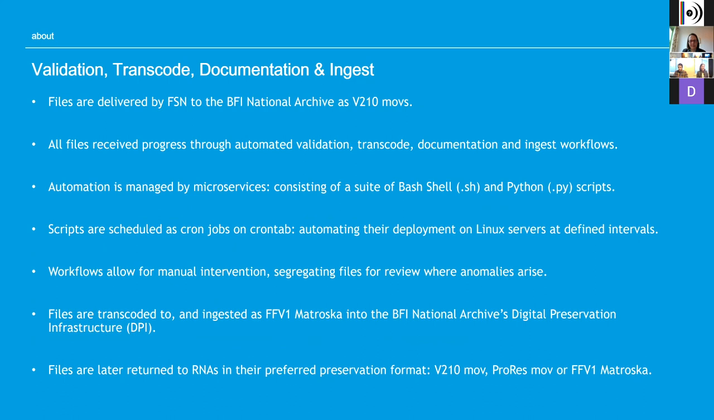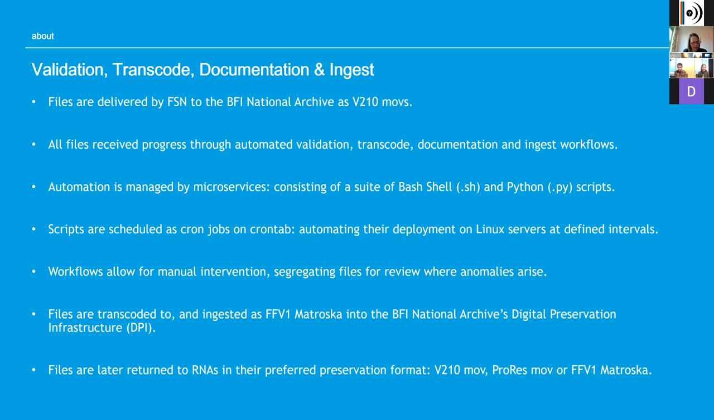Following capture from videotape, the FSN delivers the digital files to the BFI National Archive as V210 MOVs. These files then progress through validation, transcode, documentation, and ingest workflows, the automation of which is managed by microservices. These microservices consist of a suite of Bash shell and Python 3 scripts. Scripts are scheduled as cron jobs on a crontab. The crontab automates their deployment on Ubuntu Linux servers at user-defined intervals. All of these workflows allow for manual intervention, segregating files for review with helpful logging where anomalies should arise.